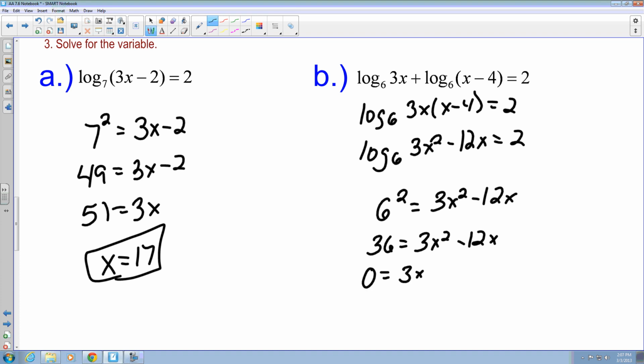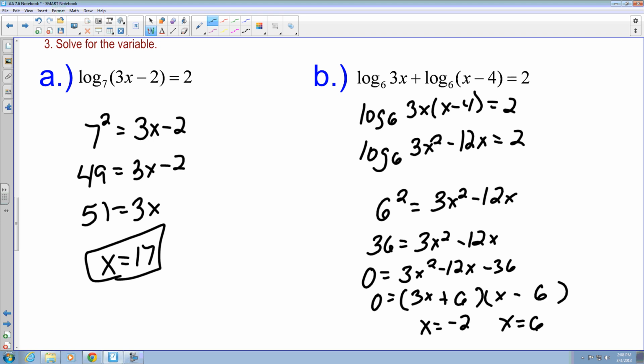So now I'm left with 3x squared minus 12x minus 36. I can reverse FOIL this, so I go 3x, I got x, and for this one it becomes plus 6 and minus 6. And if I use the zero product property, I get x equals negative 2 and x equals 6. Plug those back in there to see if we can check for any extraneous solutions. Both of these ones hold true, so I have x equals negative 2, I got x equals 6.